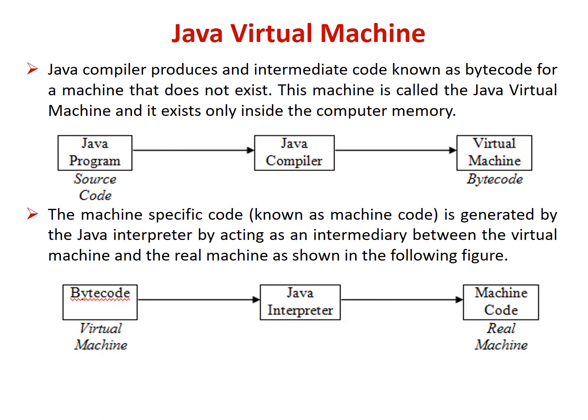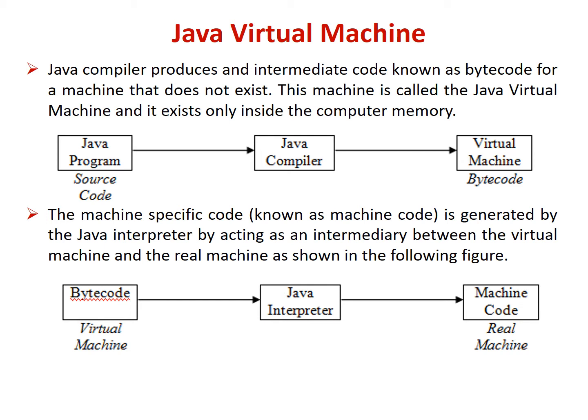Java Virtual Machine. Java compiler produces an intermediate code known as bytecode for a machine that does not exist. This machine is called the Java Virtual Machine and it exists only inside the computer memory. It is a simulated computer within the computer and performs all major functions of the real computer.